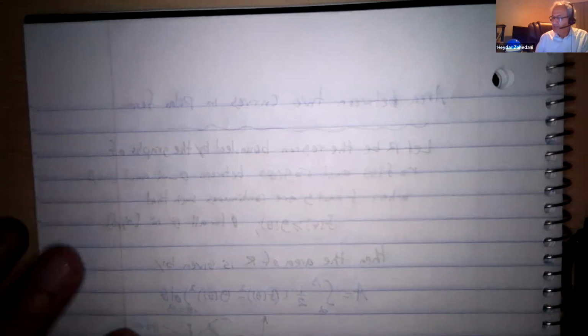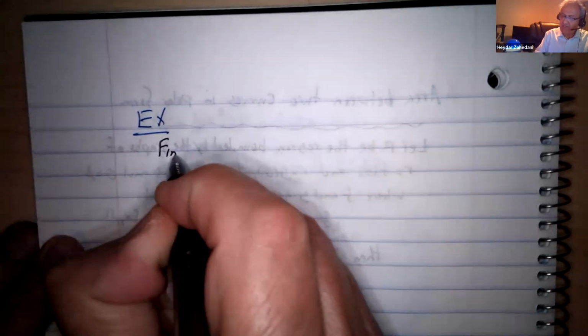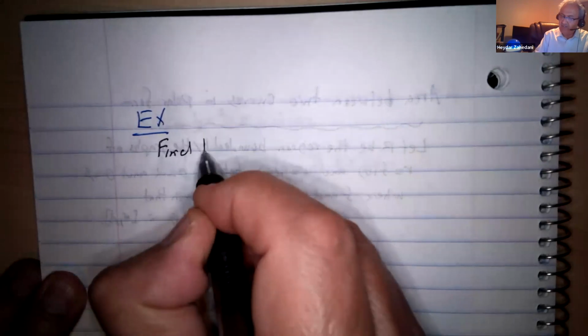examples. You need an example to understand it and to be able to take care of these type of problems. So let's start with circles, because the circles are going to be the easy case. Okay, so example. The first one, we want to find the area.